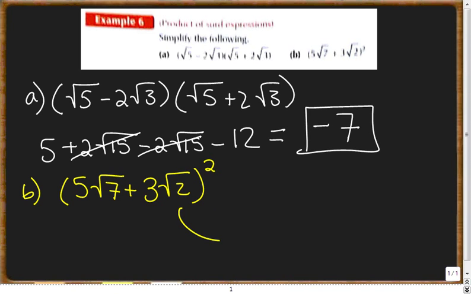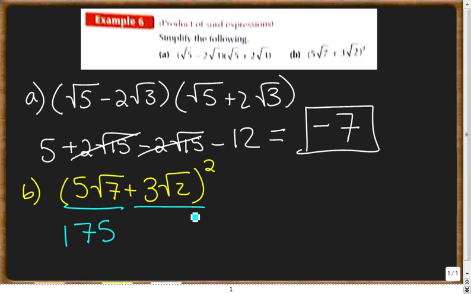Well, tie this back into the previous example, okay? What you're looking at is just a condensed version of that. So I want to do insides, I want to do outsides, and I'm going to do last. So the first terms here would be 5 times the square root of 7 squared. So I have to multiply that by itself, which is going to make 25, so 5 squared times the square root of 7 squared, which is 7. So 25 times 7 makes 175.